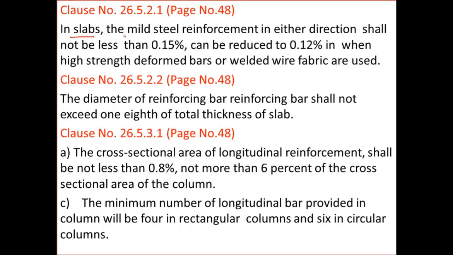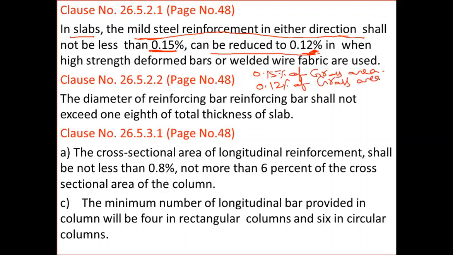Then in case of the slabs, the mild steel reinforcement in either direction, that means whether it is the main reinforcement or distribution reinforcement, should not be less than 0.15%, and if it is the deformed bars, it should not be less than 0.12%. Again, this is the gross area. So for mild steel, the minimum area of steel you have to provide is 0.15% of gross area. If it is HYSD bars, it is 0.12% of gross area.